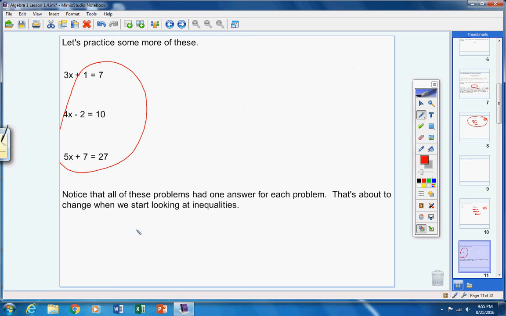But anyways, that's about to change, okay? These are called what? Equations, because they have what sign right here? An equal sign, okay? So notice that all of these problems, because they're equations, had one answer. That's about to change when we start looking at inequalities. Inequalities are not going to have one answer. Are you listening? They're going to have a group of answers, okay? So there's one difference between equations and inequalities.